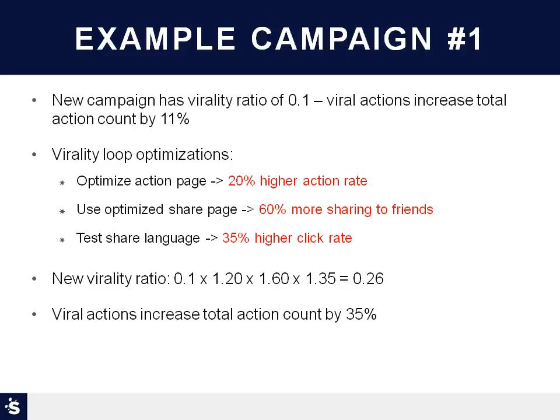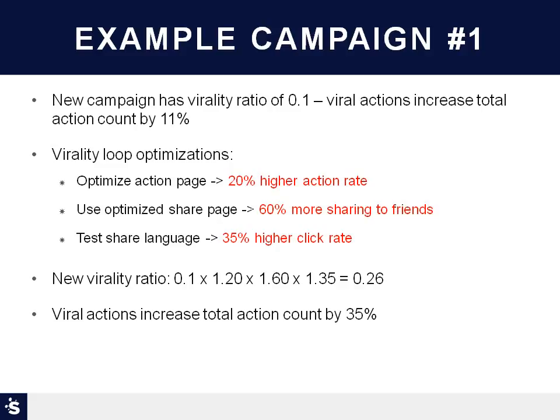20% higher action rate means that we're increasing it by 20%. 60% higher sharing rate means that we're increasing it by an additional 60%. And a 30% higher rate means that we're increasing it by an additional 35%. What that works out to is you went from a virality ratio of 0.1 to 0.26. So we more than doubled it by making these optimizations.